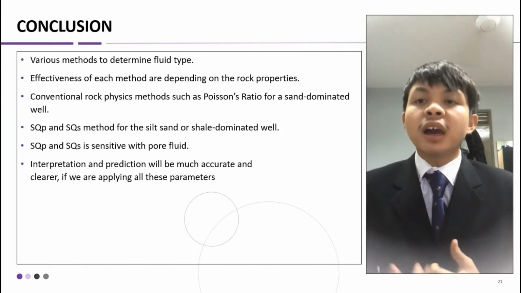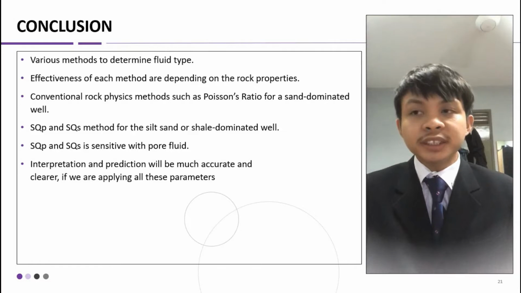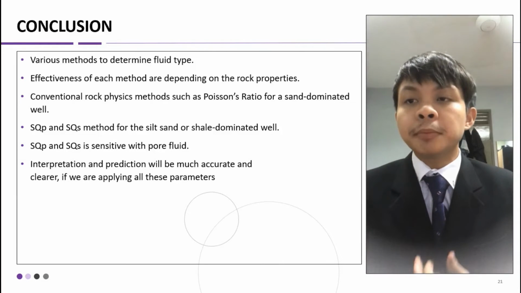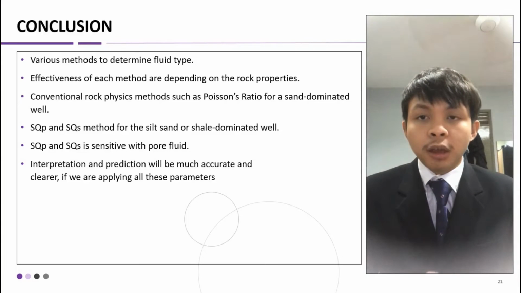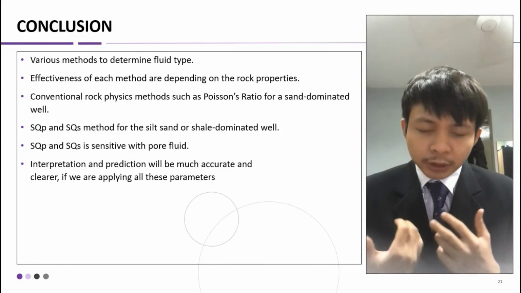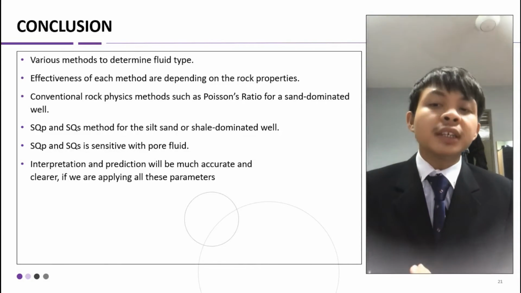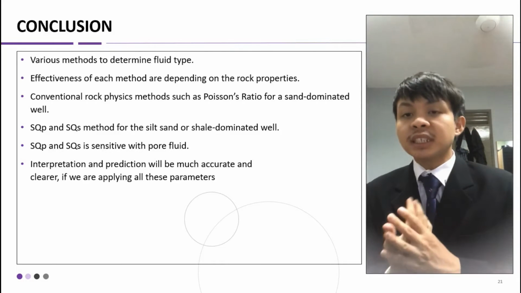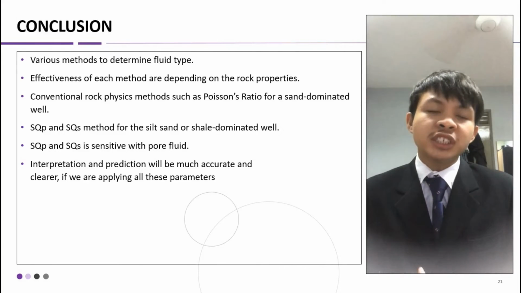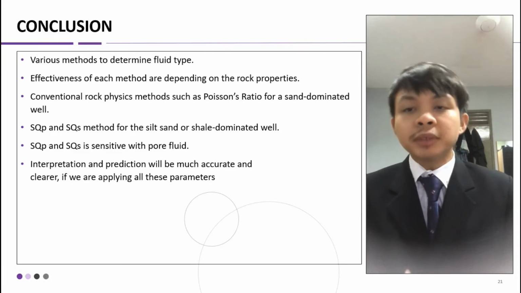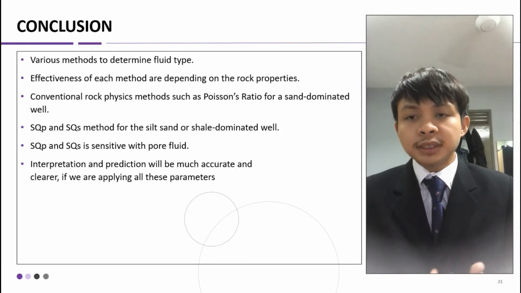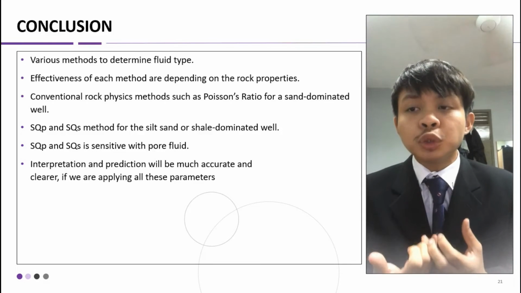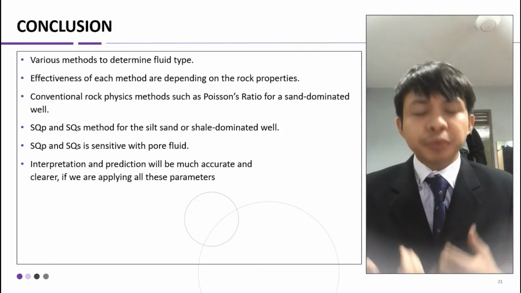Okay, for the conclusion, there are various methods to determine fluid type, and the effectiveness of each method is dependent on the rock properties itself, as it will be different for various fields. For a sand-dominated well, it will be convenient to use the conventional rock physics method such as Poisson ratio to separate the lithology and fluid type. However, if the well is dominated by silty sand or shale, it's difficult to distinguish the pay sand based on the previous method.